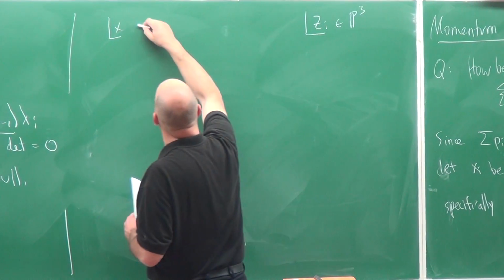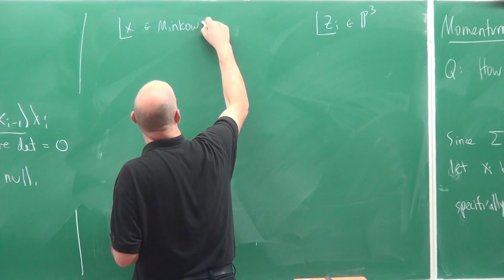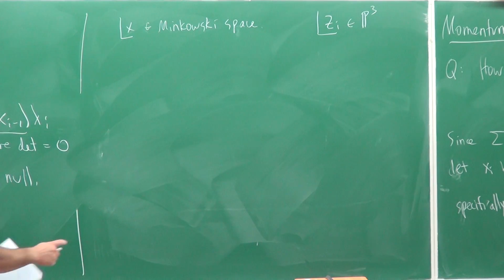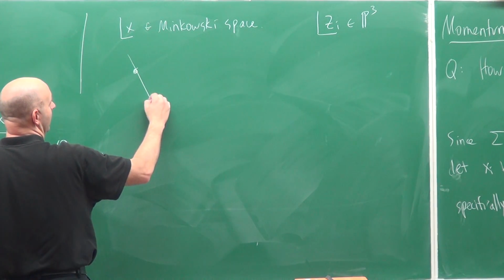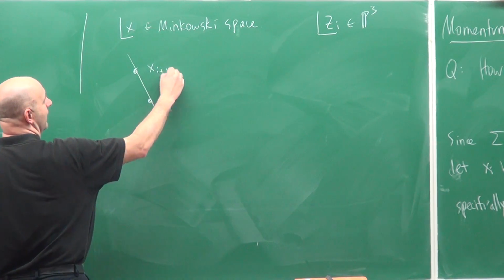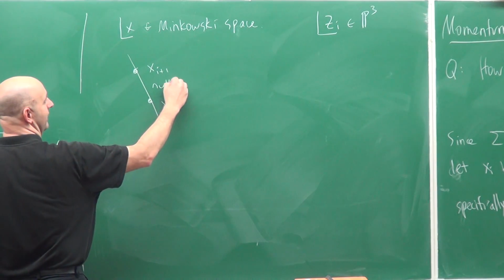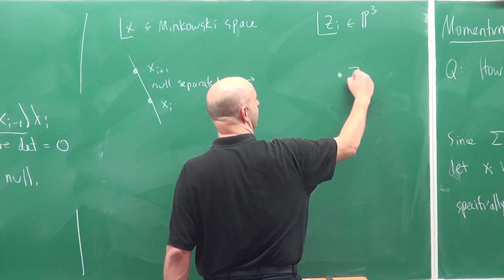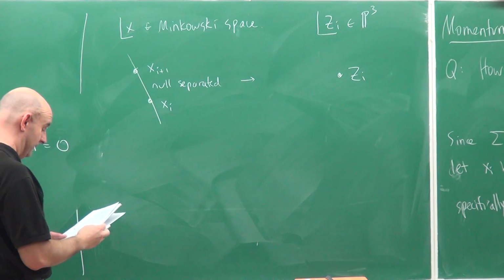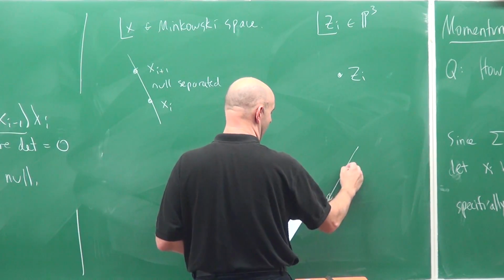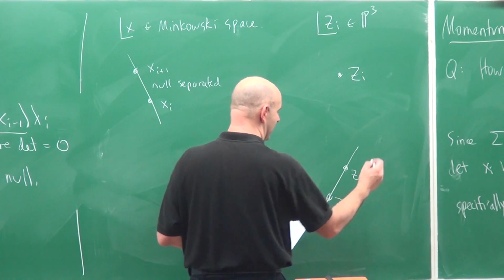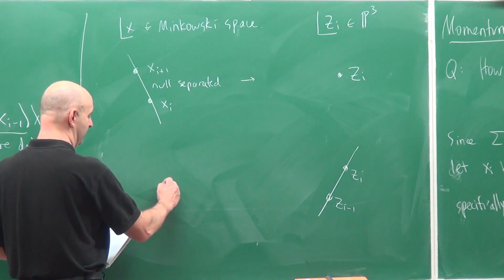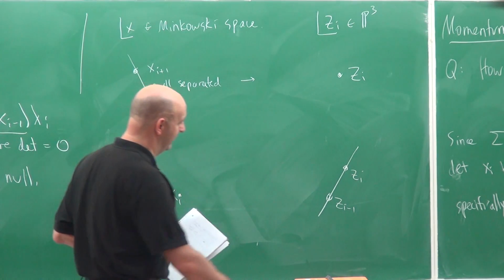So the correspondence between Minkowski space and this momentum twister space P3 looks like the following. Anytime you have a pair of points that are null separated, this corresponds to a point Pi in P3. And anytime you have an arbitrary line in P3 that's prescribed by 2 points, there is a corresponding point xi in Minkowski space.